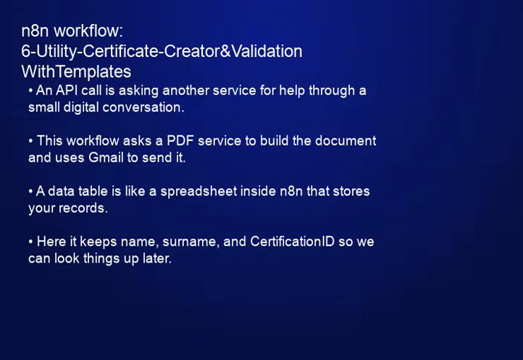An API call is asking another service for help through a small digital conversation. This workflow asks a PDF service to build the document and uses Gmail to send it. A data table is like a spreadsheet inside n8n that stores your records. Here it keeps name, surname, and certification ID so we can look things up later.